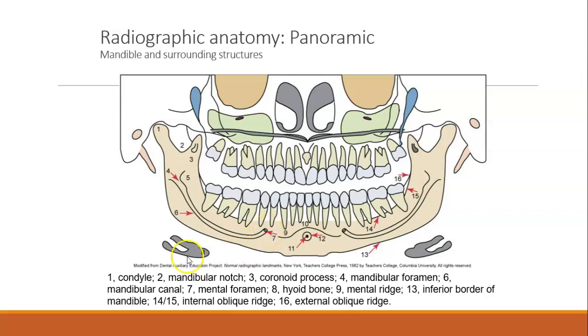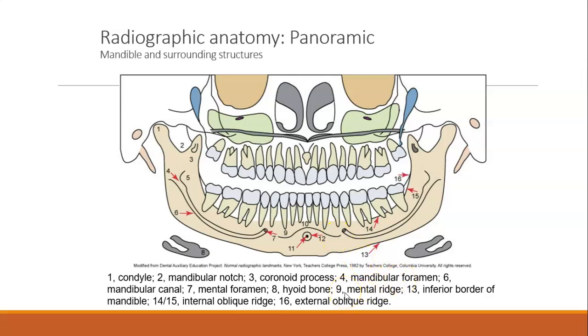And then we have the hyoid bone, which usually comes down low, but sometimes depending on the patient position, it can be superimposed over the mandible. But usually we'll see it down below the border of the mandible. The mental ridge is 9. That's through here, the mental ridge.